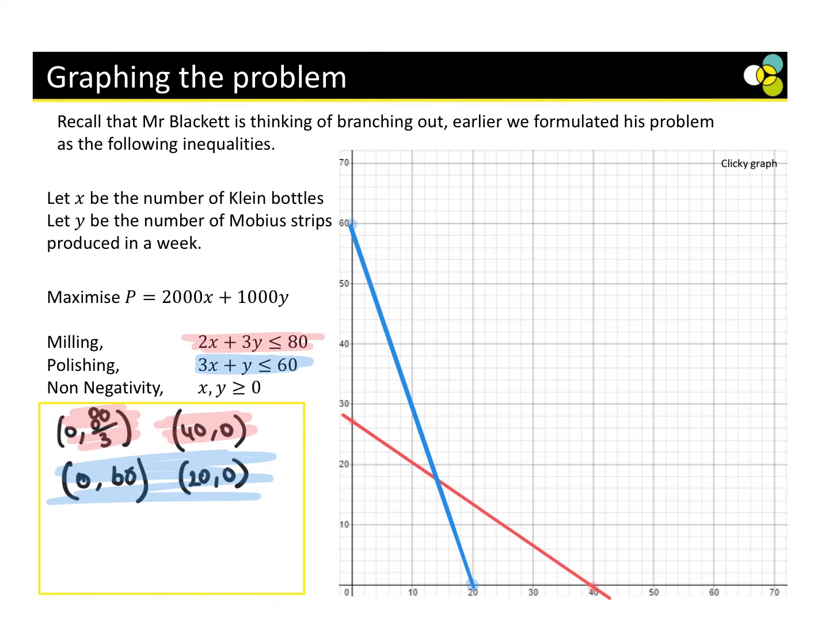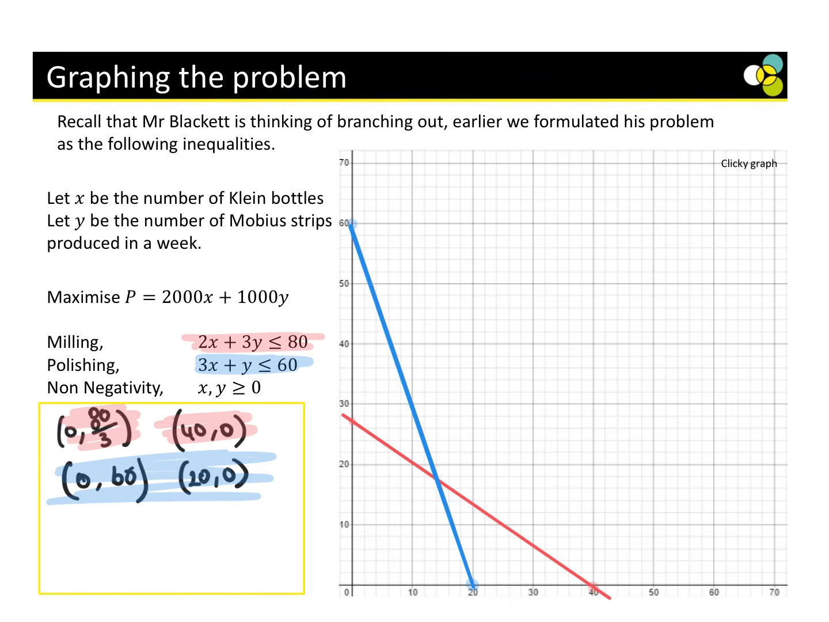Now, honestly, I think it's a lot easier if we shade what we do not want. Okay? Because it's just going to make our lives easier. So, if we shade what we don't want, then we're going to be able to see what we want. Okay? Let's just do that. So, for the first one, we're going to have a look. Okay, so 2x plus 3y is less than or equal to 80.